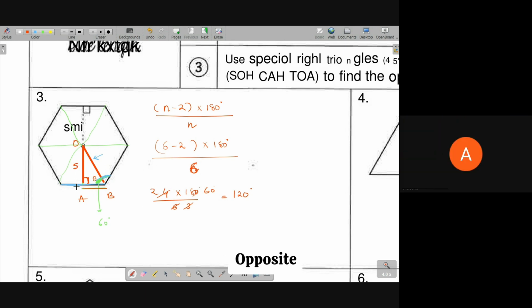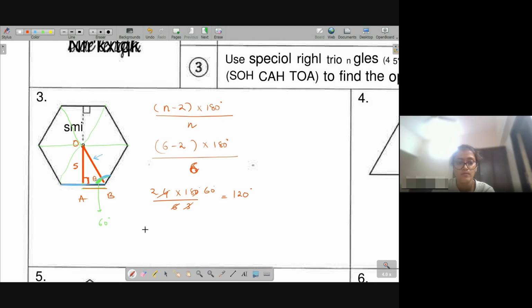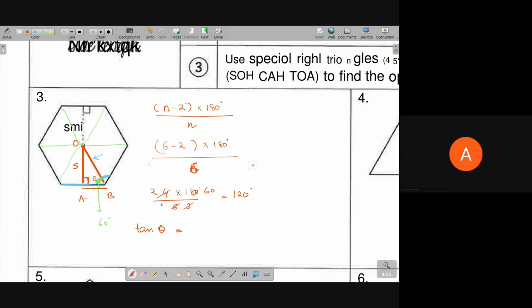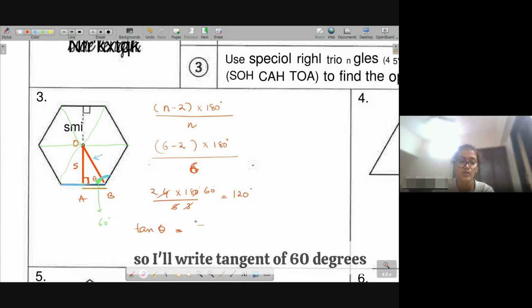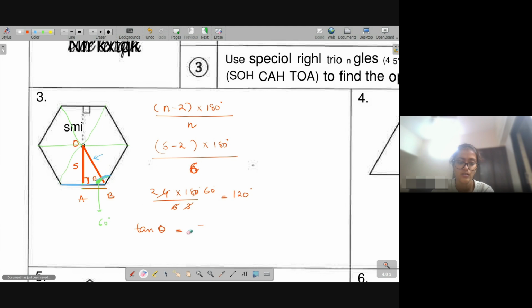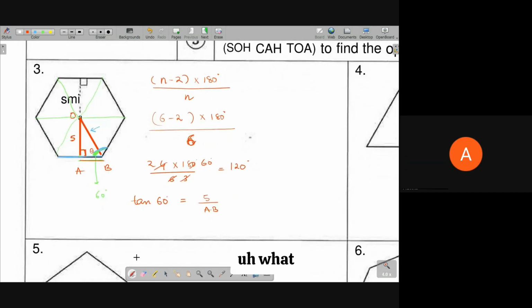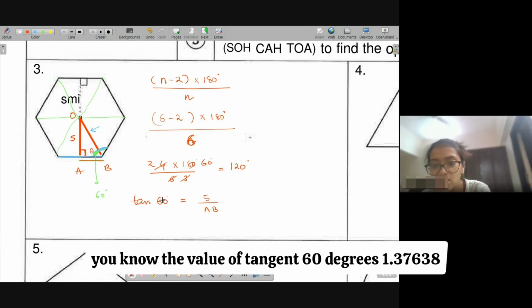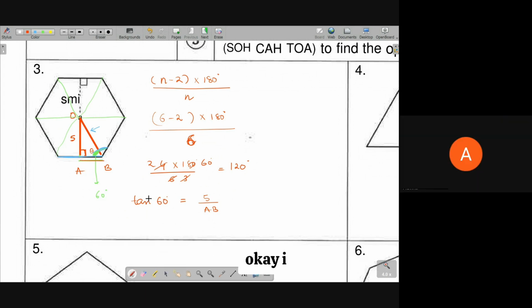Opposite and adjacent, so TOA, tangent. Tangent of theta is equal to 5 over AB, and theta is just 60 degrees. So I'll write tangent of 60 degrees is equal to 5 over AB. What is the value of tangent of 60 degrees? 1.37638.